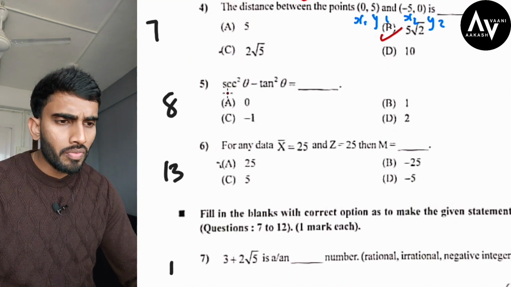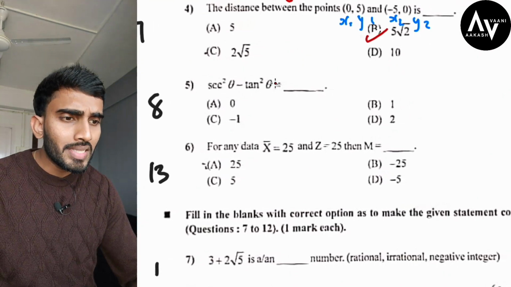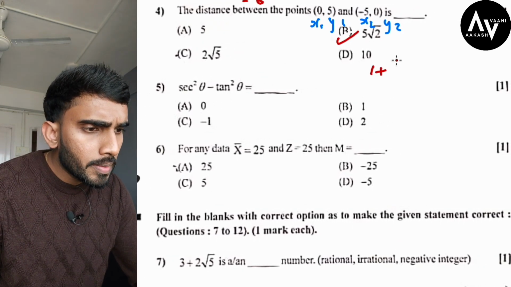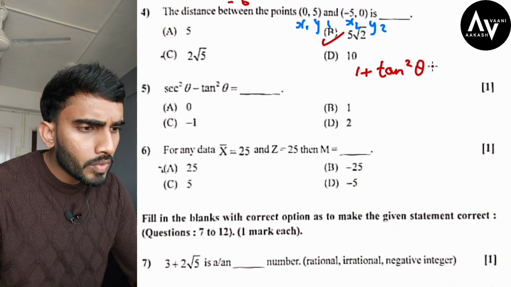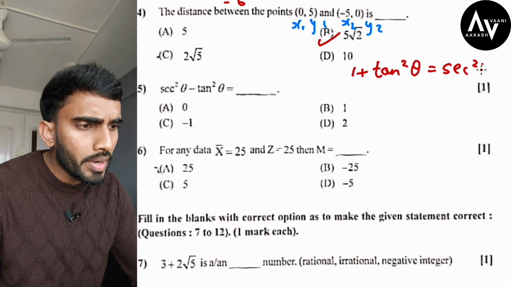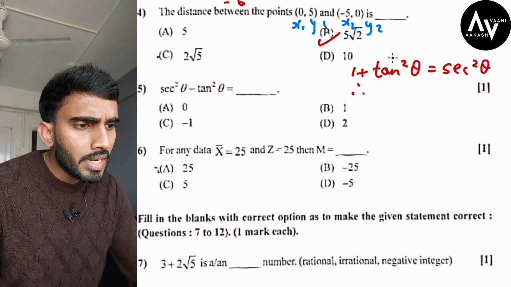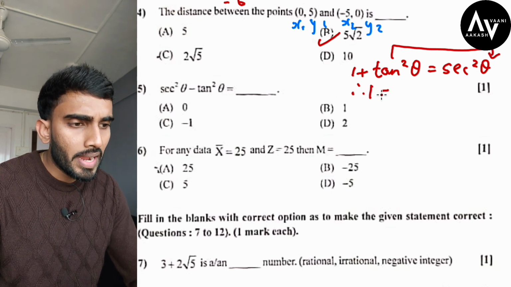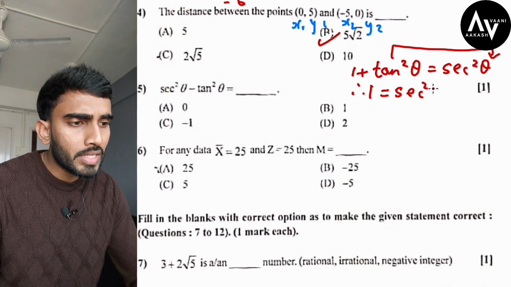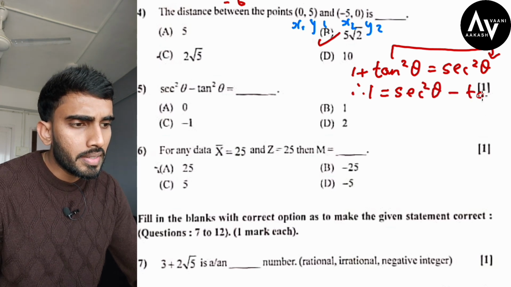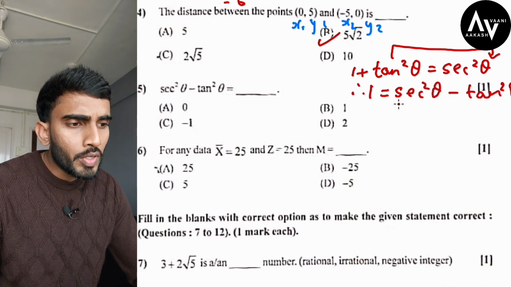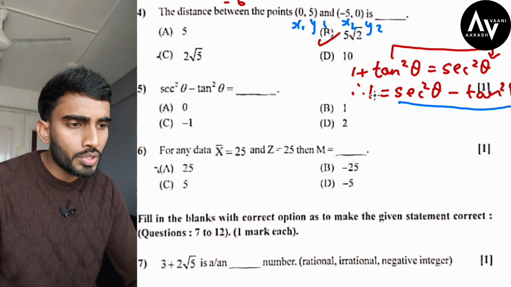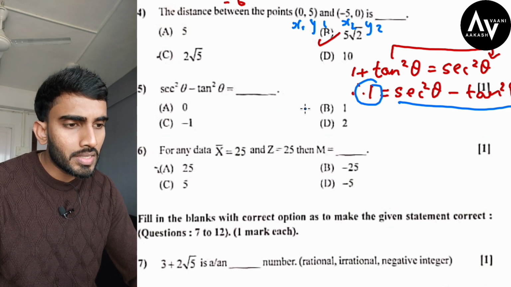Question number 5 is: sec square theta minus tan square theta is equal to what? We have the identity 1 plus tan square theta is equal to sec square theta. If I send this tan square theta to the other side, I will have only 1 on the left side, and on the right side I will have sec square theta minus tan square theta. As a result, we got sec square theta minus tan square theta is equal to 1. So the answer is 1.